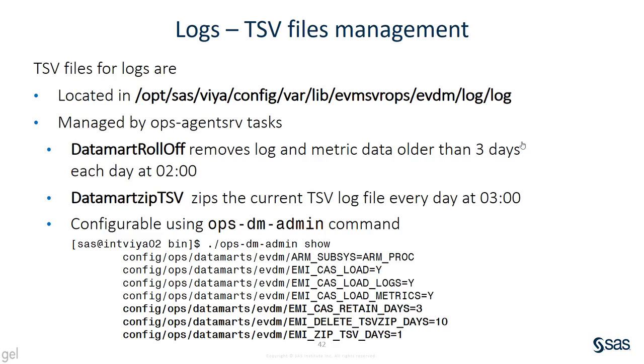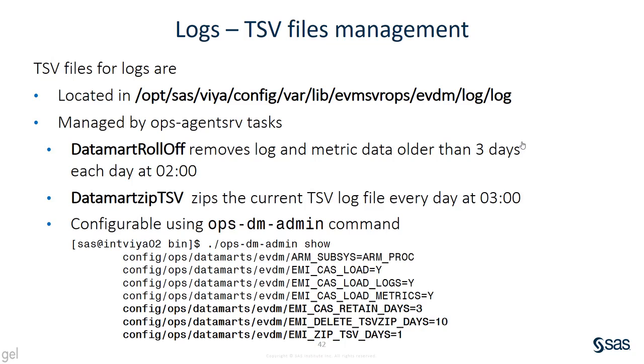Right. So as the log messages are pulled off the Exchange and they're persisted in these tab-separated value files, the Ops Agent server has tasks that self-manage those files. So there is one that zips up all those TSV files daily. It takes care of aging data off of that. So again, by default, we have 3 days worth of metric information that we keep around. After 3 days, we roll the old day off so we have room for the new day. Again, configurable, totally at your disposal.